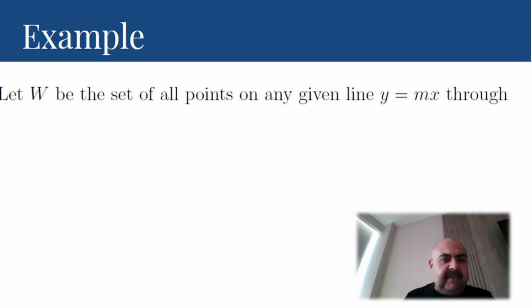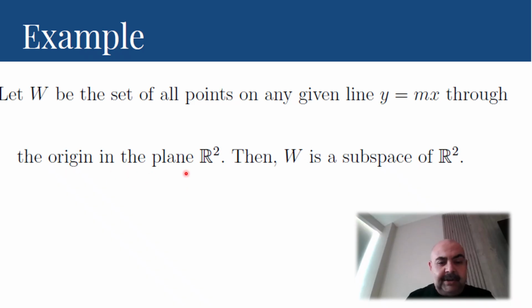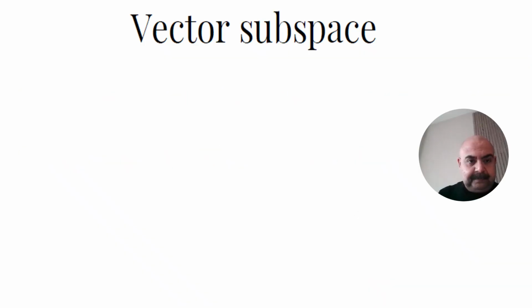Okay, let's see further examples. Let W be the set of all points on any given line Y equals MX. Does MX represent a subvector space of R2? The origin in the plane already belongs to this straight line, and any point on the line Y equals MX will have coordinates that belong to W, which has addition closure and multiplication by scalar closure.